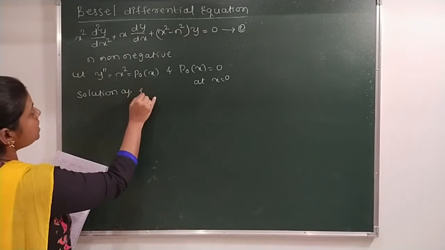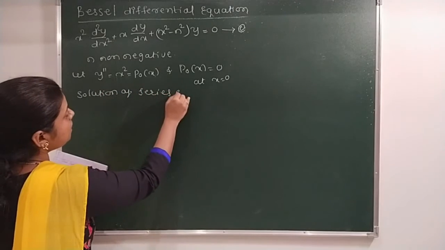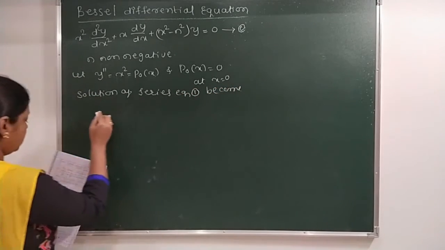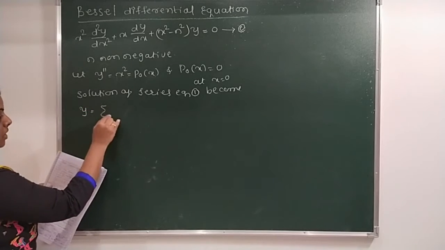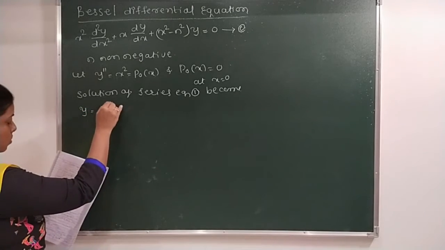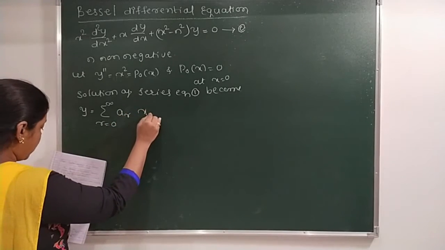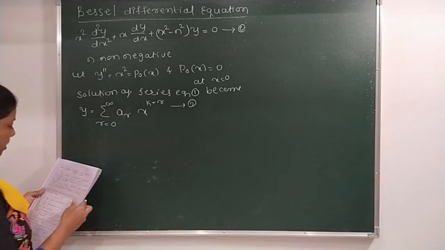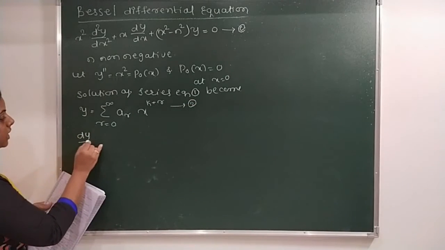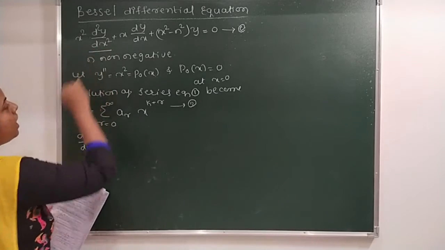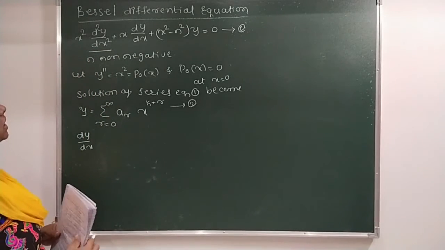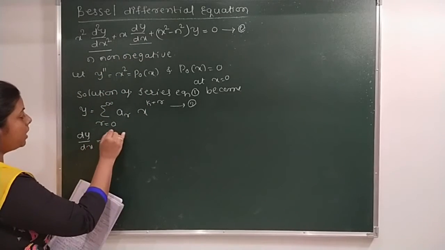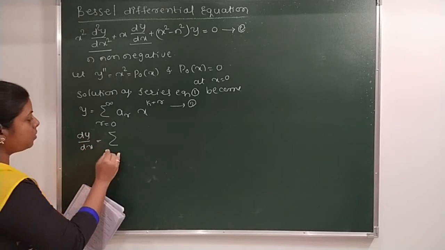Solution of series equation 1 becomes y is equal to summation of r is equal to 0 to infinity ar x raised to k plus r. This we call equation number 2. Now we have to differentiate this term because in the Bessel differential equation d square y by dx square is there, dy by dx is there. That's why you have to differentiate y with respect to x.